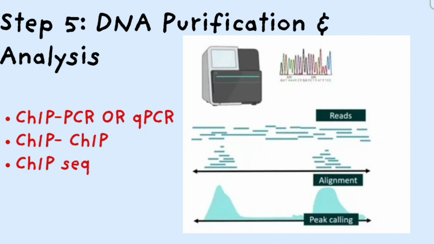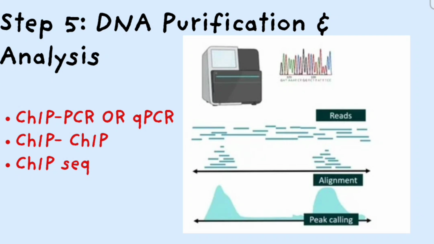ChIP-PCR analyses are best for single gene analysis and can be used to amplify and quantify specific fragments of DNA in a rapid and cost-effective manner. ChIP-chip analysis utilizes a tiling DNA microarray chip to create a genome-wide high-resolution map of protein binding and protein modification.